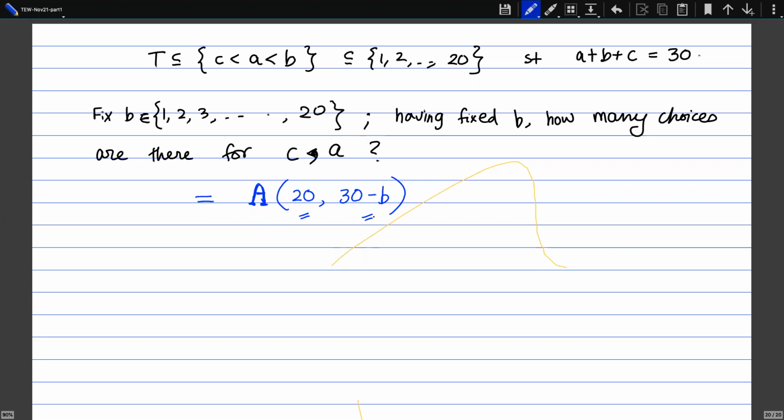Almost right, but not quite. B comma 30 minus B. Wonderful. So observe, this is the little point that I was trying to make about that table. When I choose C, A and B, remember I always have this further condition that C and A both have to be at most B, right? So again, this is almost right. It's even closer to being right, but still there's a slight problem.